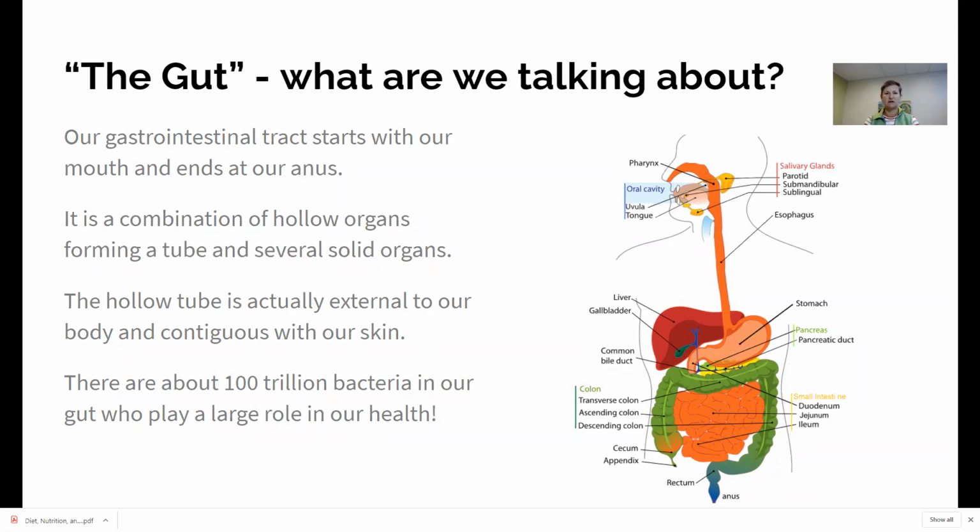The interesting thing that I think most of us don't think about is that our gut really is external to our body. It's contiguous with our skin, but if you think about it, we're like the hole of a donut. There are about 100 trillion bacteria in our gut, and they play a huge role in our health. As we go through, we'll talk about this anatomically, and that's how I'll review what can go wrong at different places as well.